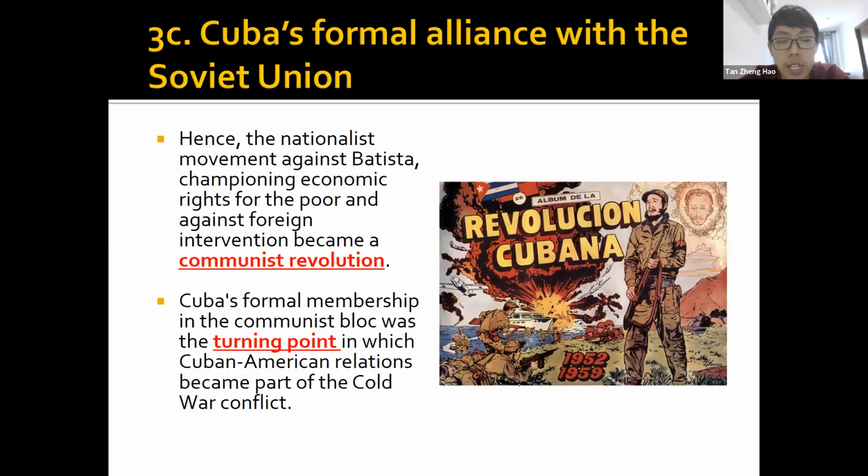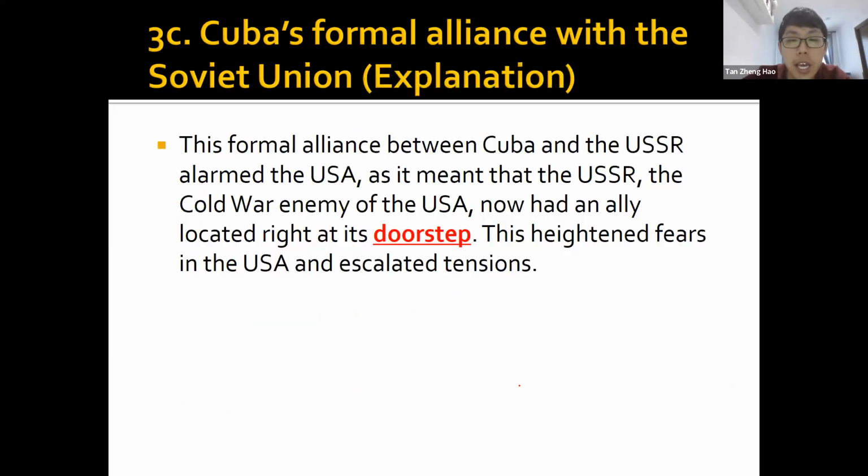So eventually they form a formal alliance, and Cuba at this point is not so shy about appearing to adopt communist policies like collectivization, like putting all the industries under the government. At this time Cuba really starts to look very communist and officially becomes part of the Cold War. And the US will obviously be very threatened because imagine you have a communist country right at your doorstep.